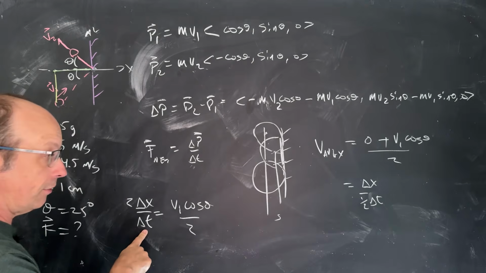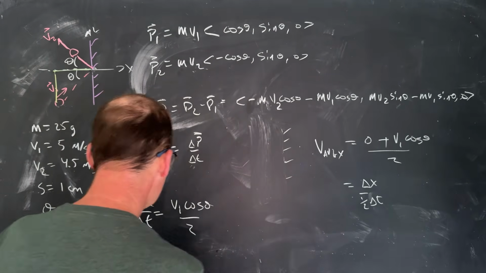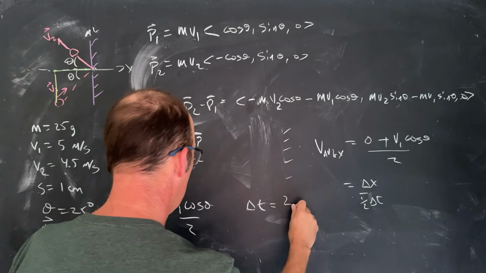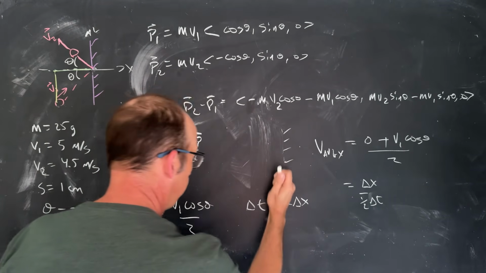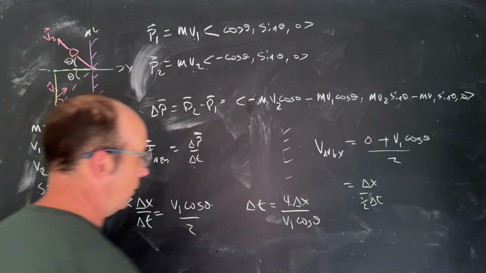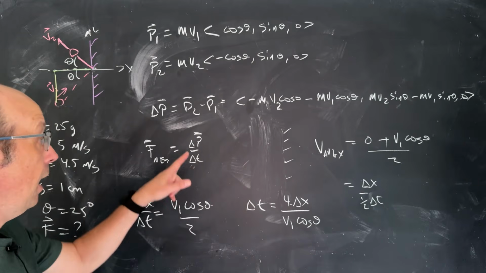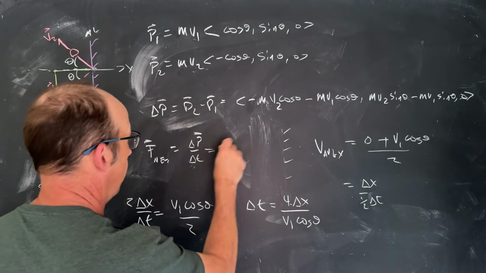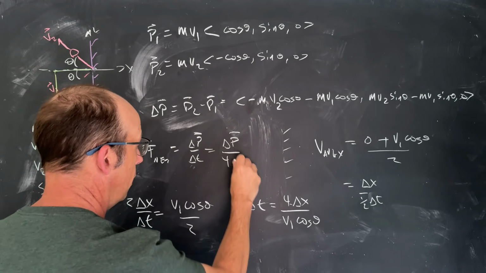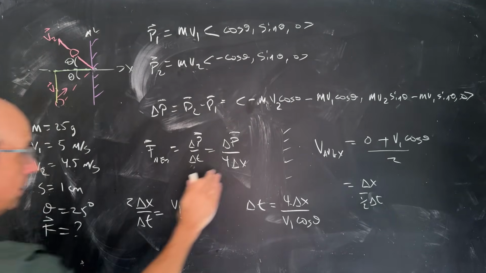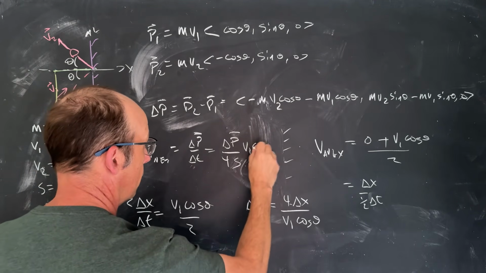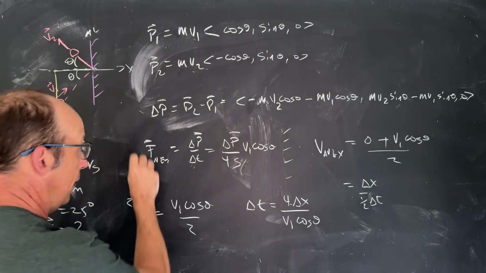I want to solve for delta t. So delta t is going to be equal to 2 delta x, and I have another 2, so it's 4 delta x over v1 cosine theta. So that's my delta t. I have my delta p, so I can put it all together. Let's put this in as delta p over this 4 delta x, which I'm calling s, times v1 cosine theta. And that's my answer.